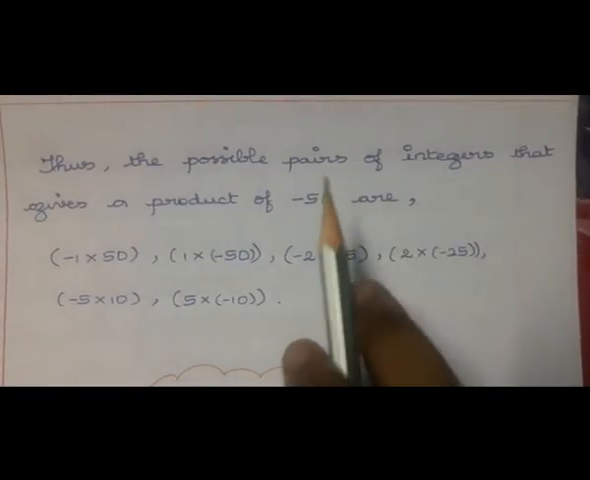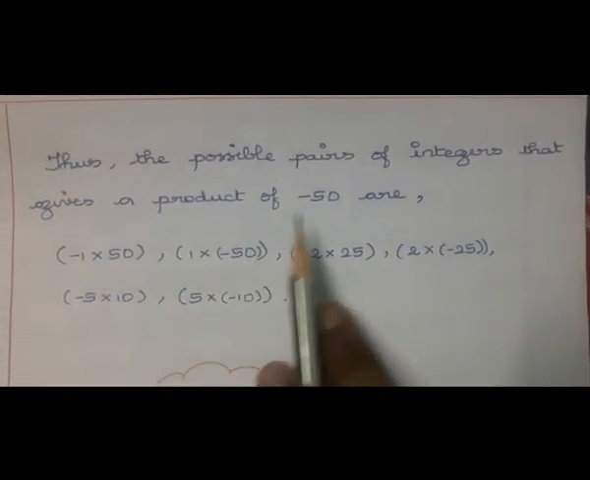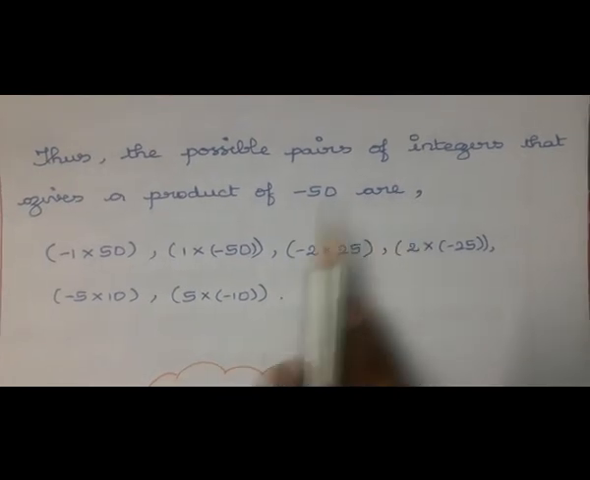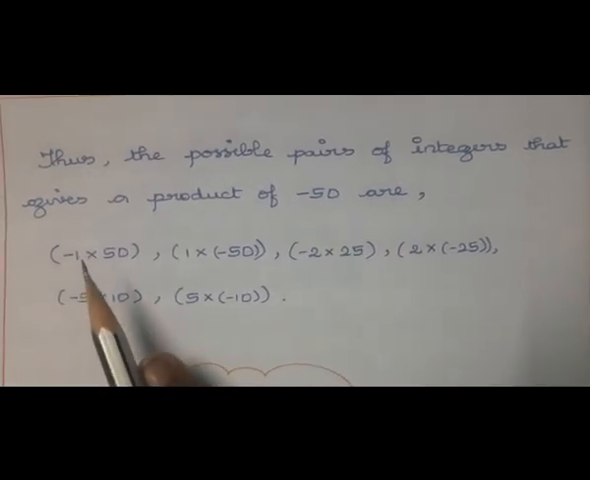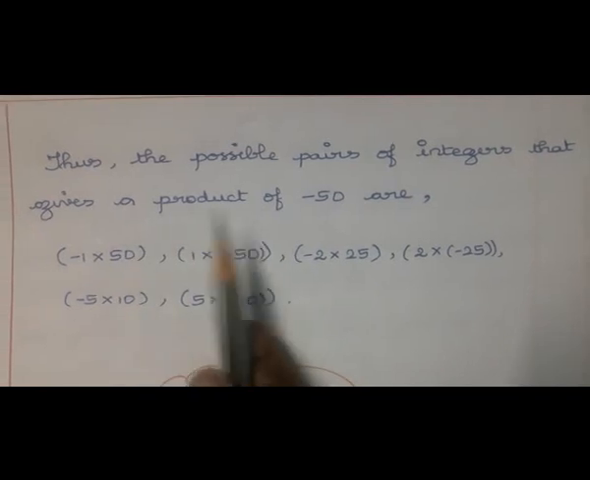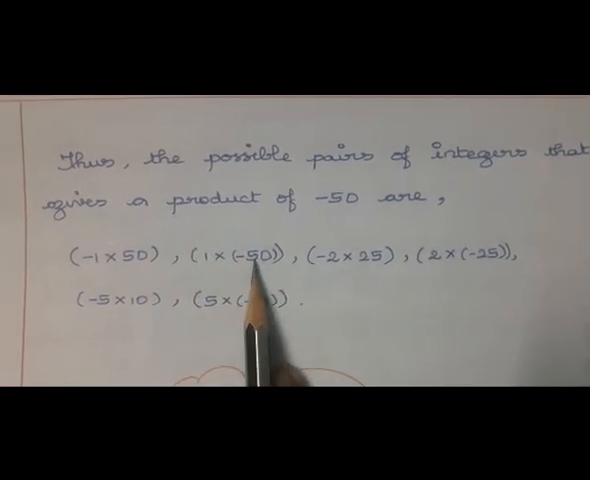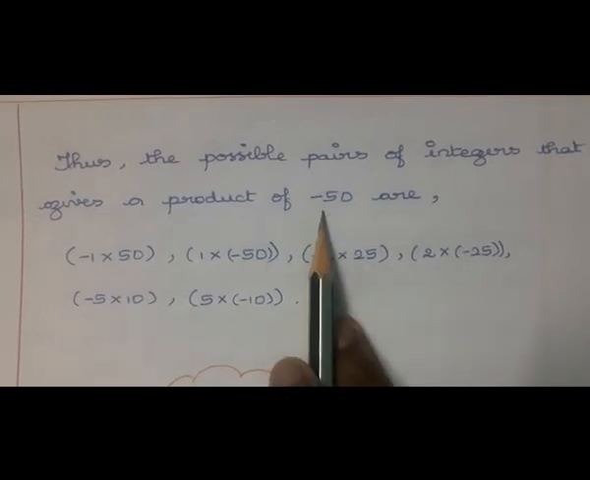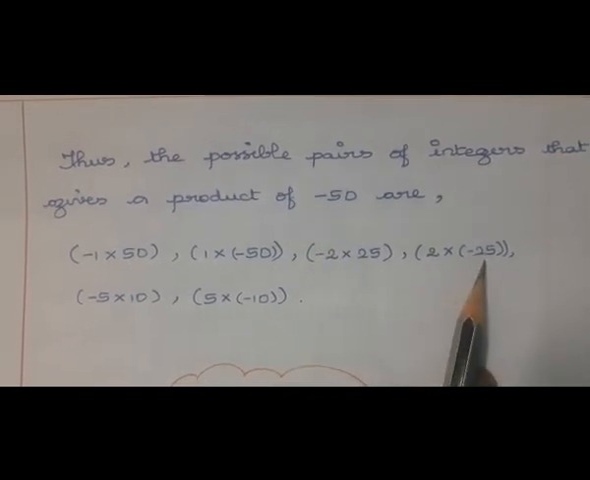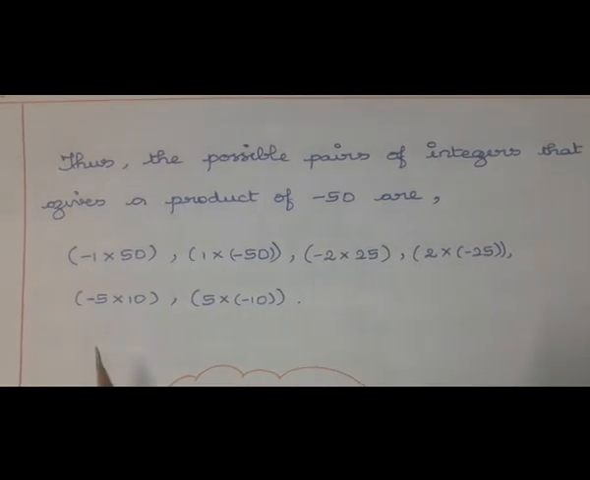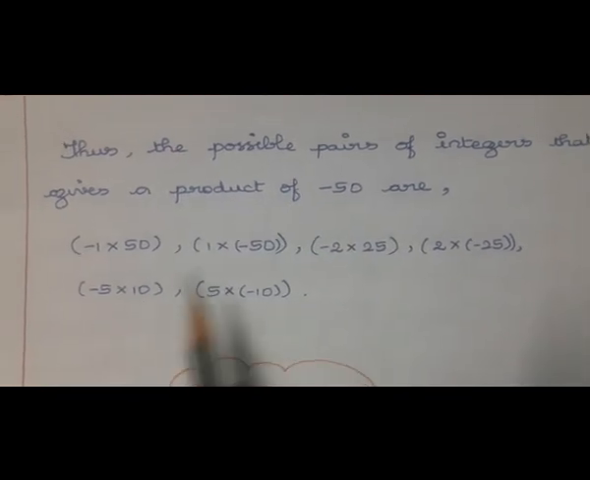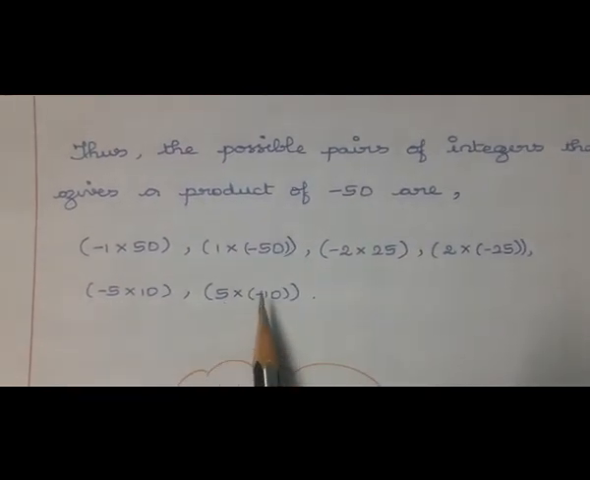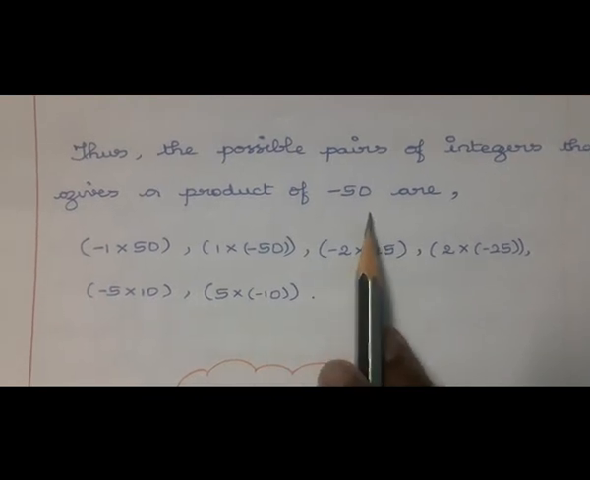Thus, the possible pairs of integers that give a product of minus 50 are: minus 1 into 50 gives you minus 50. 1 into minus 50 gives you minus 50. Minus 2 into 25 gives you minus 50. 2 into minus 25 gives you minus 50. Minus 5 into 10 gives you minus 50. 5 into minus 10 gives you minus 50.